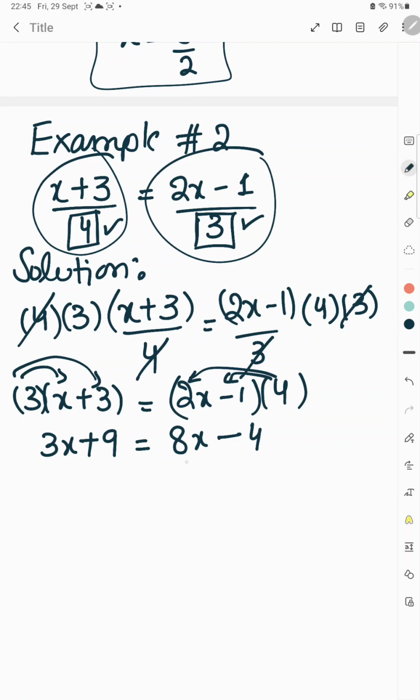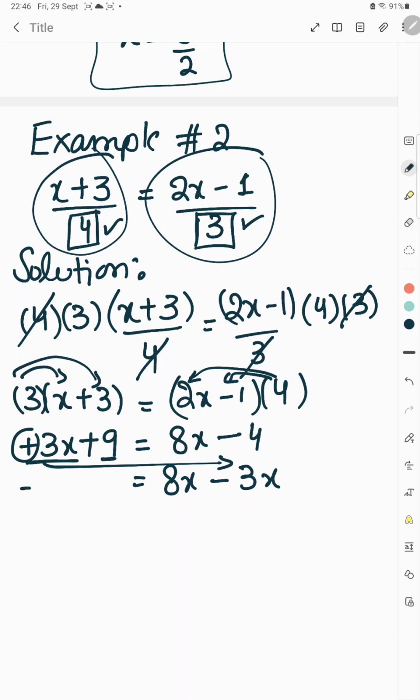So here the like terms are 8x and 3x, so we will shift 3x to the other side of the equation. Now student, remember here that whenever we shift one term from left to right or from right to left, the sign will become opposite. For example, here we will shift plus 3x to this side. The sign here is plus, but when we shift this term it will become negative 3x.